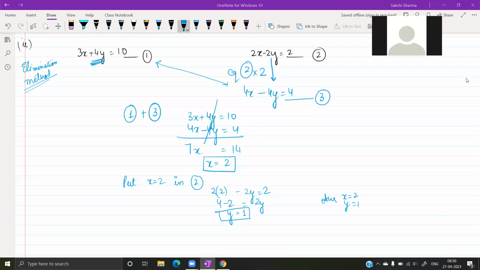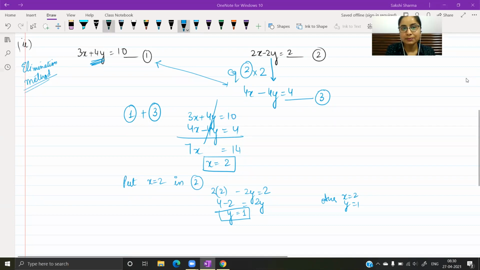Excuse me, ma'am. Srishti, yes beta. Ma'am, I have multiplied the first equation with 2 and the second equation with 3. That's right. Coefficients of x becomes 6. Then you subtracted. Is that right? You might have done it this way.